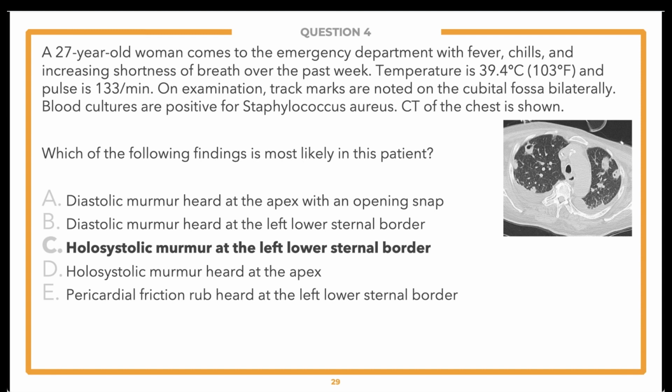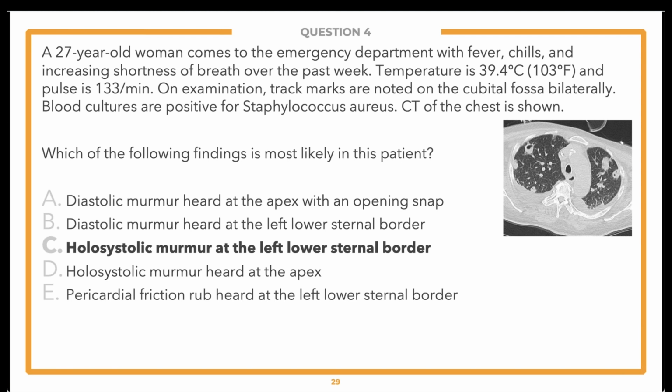So, this is a two-step. You need to diagnose it, right? So we've diagnosed it as infective endocarditis. Now we've got to figure out the disease mechanism. I'll back up. This is probably a 3-step, right? You've got to get to the diagnosis, you've got to figure out the disease mechanism, and then you've got to figure out the history and physical side of it.